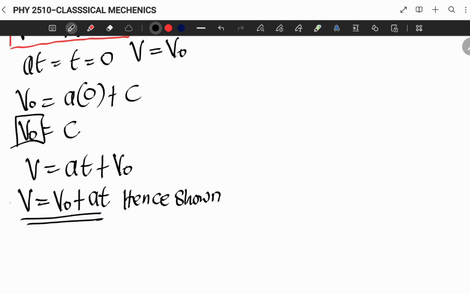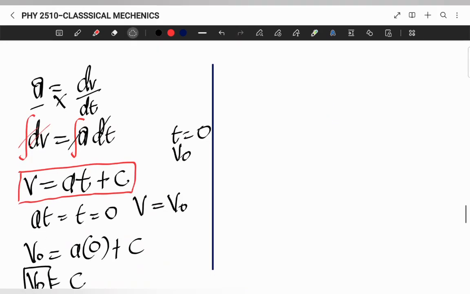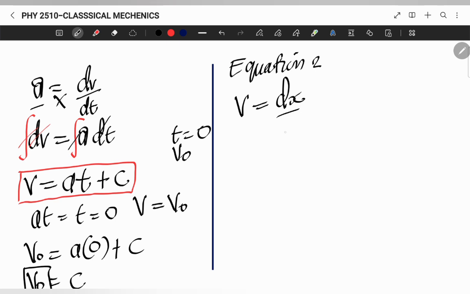Okay, so we've derived the first equation just like that. So let's derive the second equation. Equation 2 comes from the definition of velocity. Velocity is defined as the change in displacement with time, and physicists define velocity as v is equal to dx/dt, just like that.